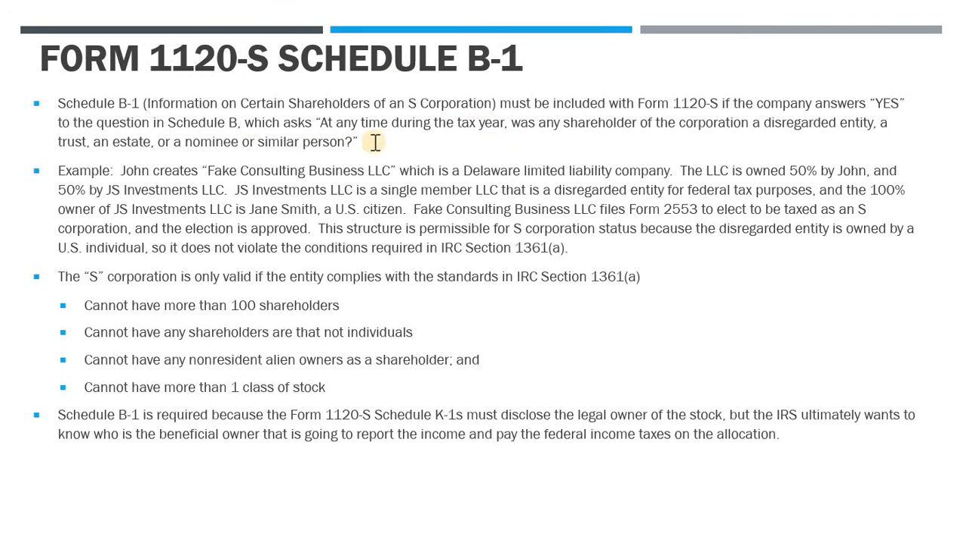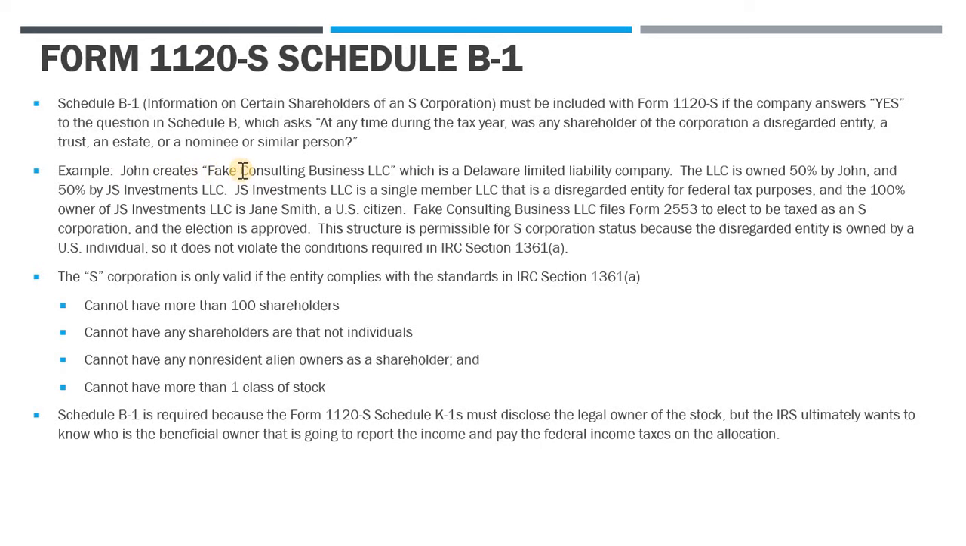Okay, so you have to include this if on the 1120-S you answer yes to the question in Schedule B, which asks, at any time during the year, did you have a shareholder in the corporation that was a disregarded entity, a trust, estate, or a nominee or similar person? Okay, so let's look at an example where this issue might arise.